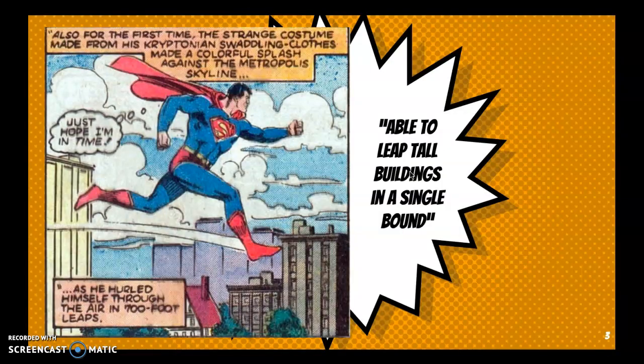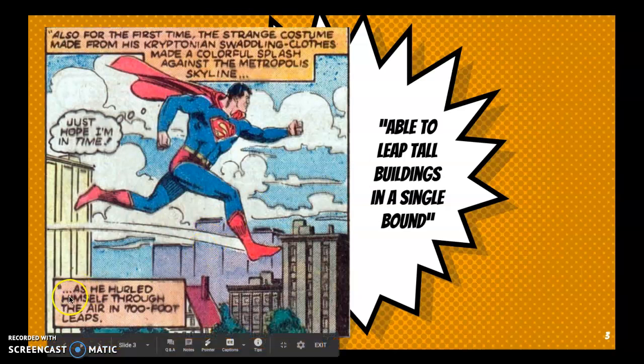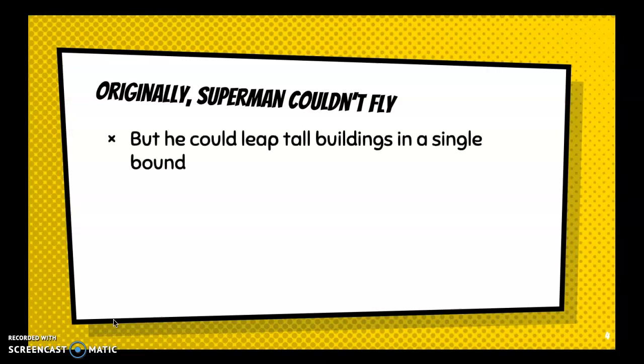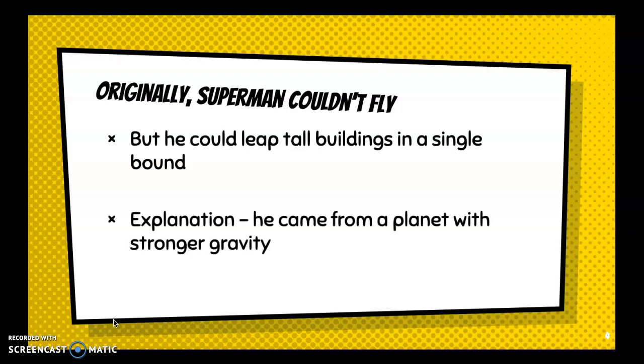Well, you already know he is able to leap tall buildings in a single bound, and according to this early Superman comic, he couldn't fly. He hurled himself through the air in 700-foot leaps. So originally, Superman couldn't fly, but he could leap tall buildings in a single bound. And the explanation for that was he came from a planet with stronger gravity. So he had the genes to be able to jump super high.